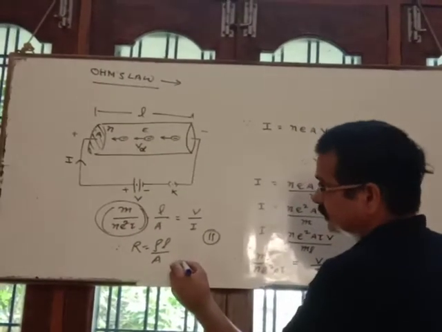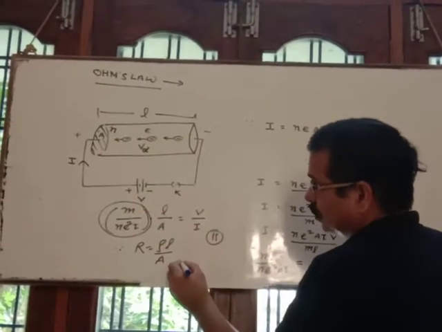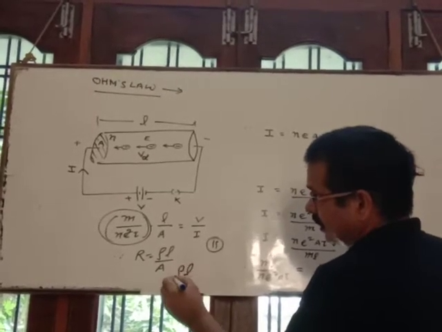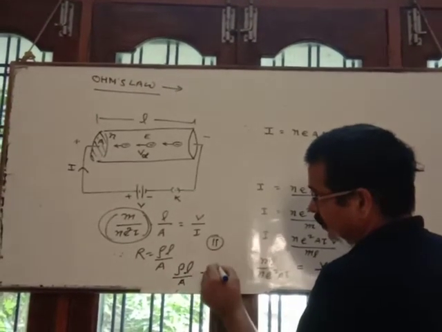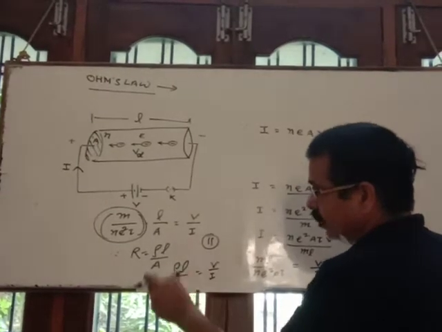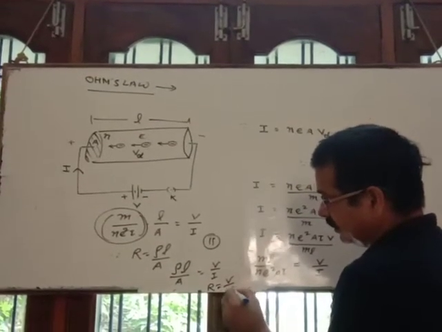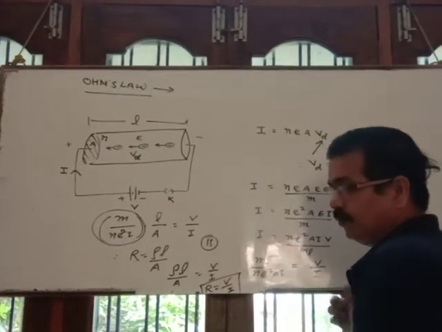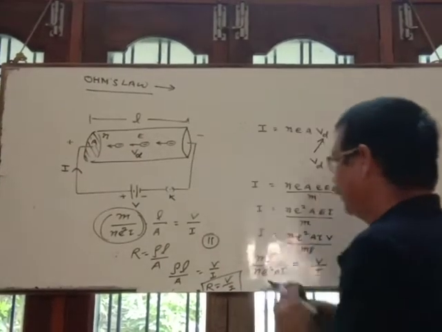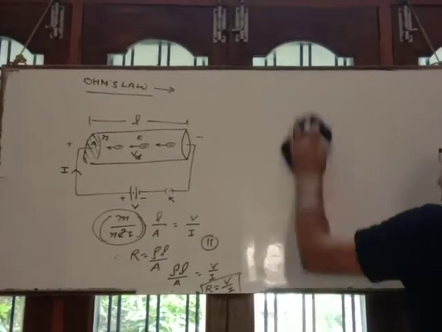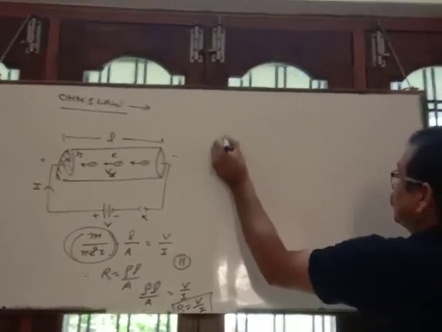So that is rho L upon A is equal to V upon I. And rho L by A is resistance, so R is equal to V upon I. So this is the proof of Ohm's law. And here rho is called specific resistance. So let's see how we can define specific resistance.